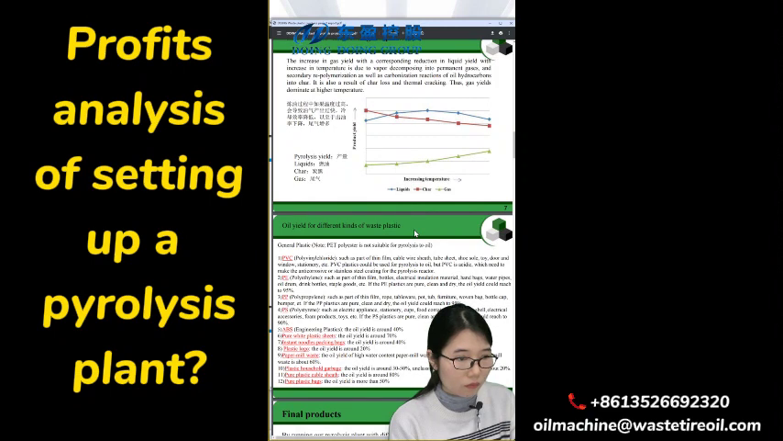So you will need special steel for the pyrolysis reactor, like stainless steel for anti-corrosion.